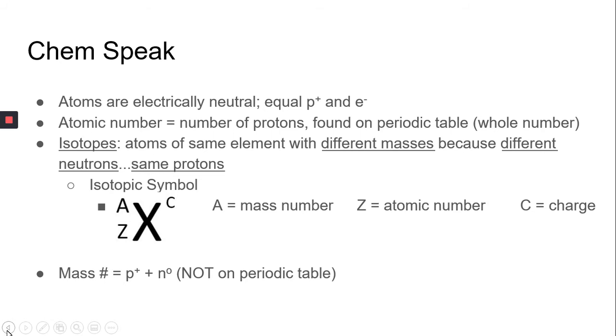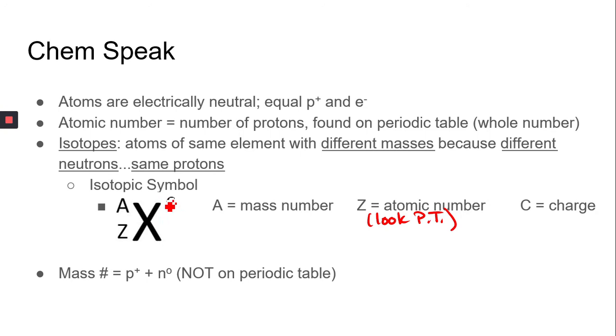The isotopic symbol is written like this, where X represents the symbol on the periodic table. If there's a number in the upper left corner, that's the mass number. The number in the bottom left corner is the atomic number. Sometimes that's there, sometimes it's not, because we have access to it by the periodic table.